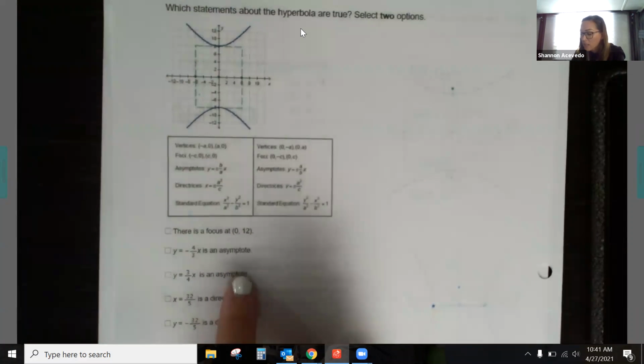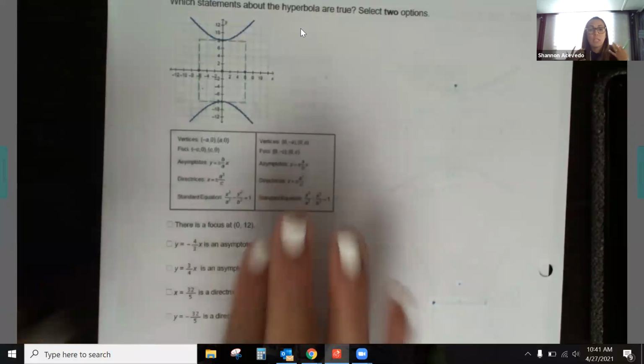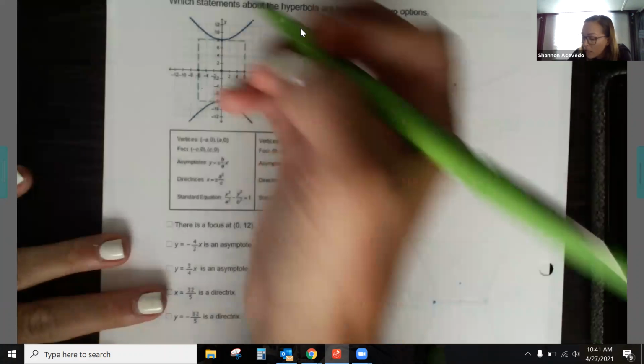So they're focusing on asymptotes and directrix. So let's see, where are things going to fall? What do they look like? So again, they have the formulas. I don't like to necessarily focus on the formulas. You guys probably noticed that. So let's go ahead and label some things that I know.